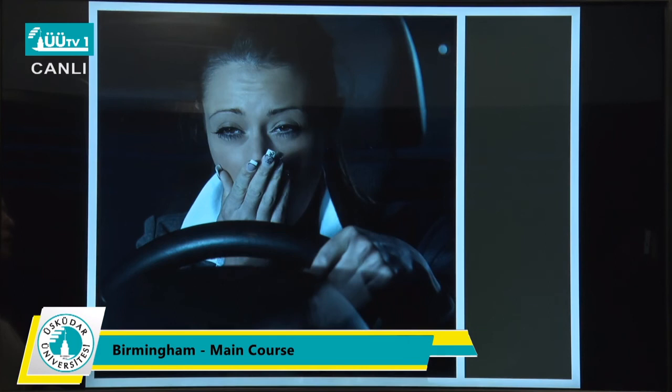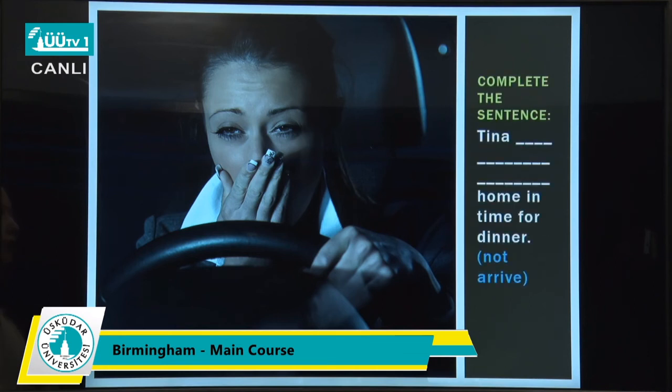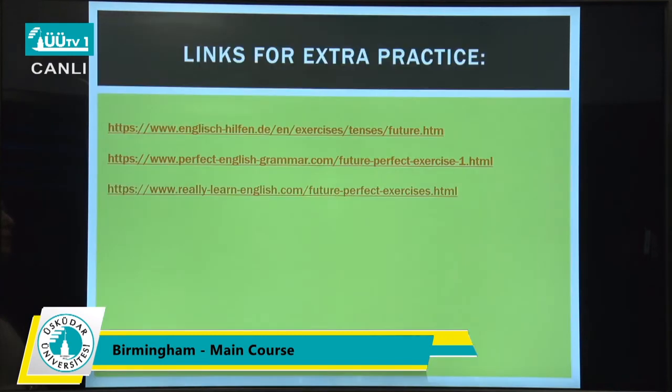Okay, where is she? She's driving, right? And there is a kind of traffic. Okay, so in time for dinner, Tina won't have arrived home in time for dinner. And these are the links.